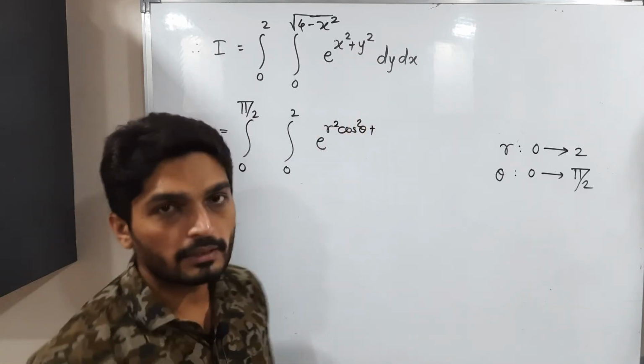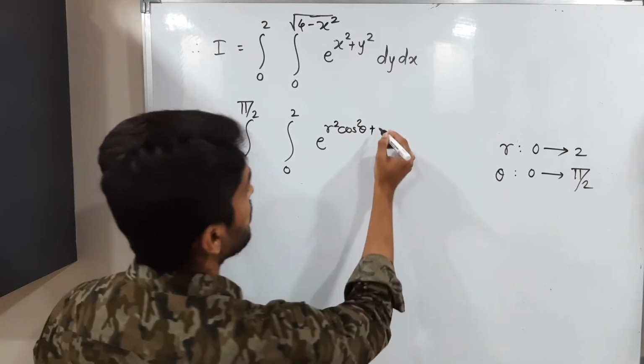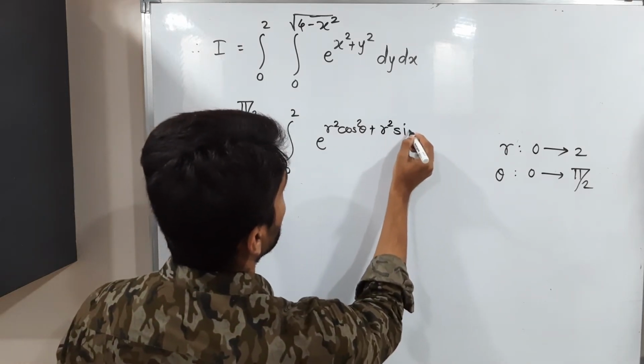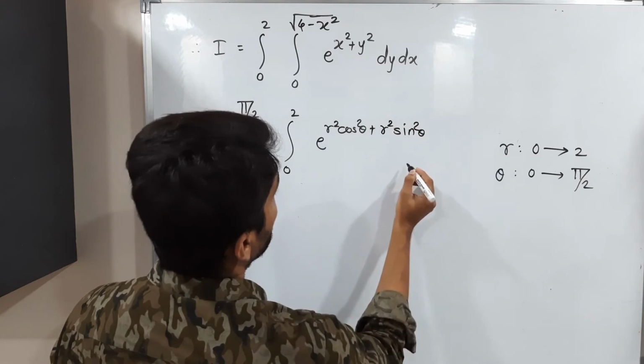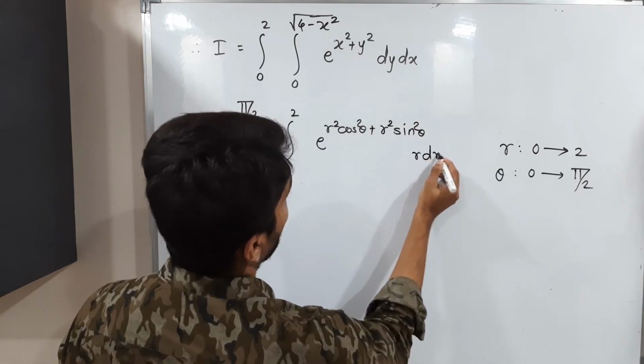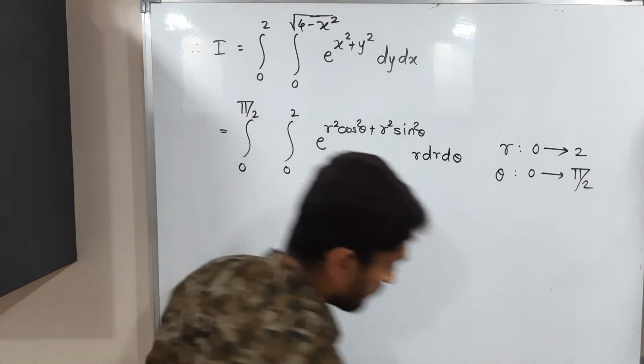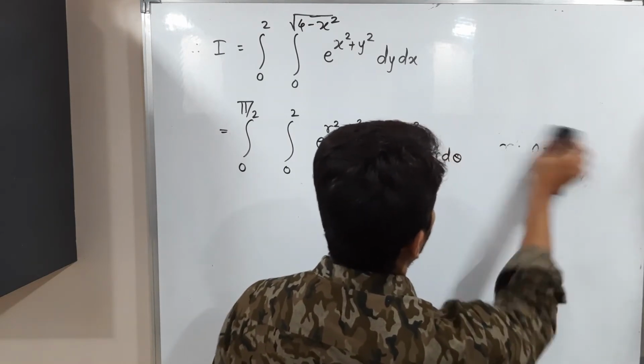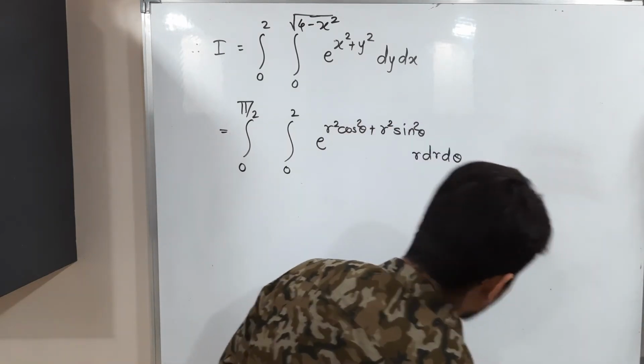y is nothing but r sin theta, so here is r square sin square theta, and dy dx or dx dy is nothing but r dr d theta. Okay, so let us continue.